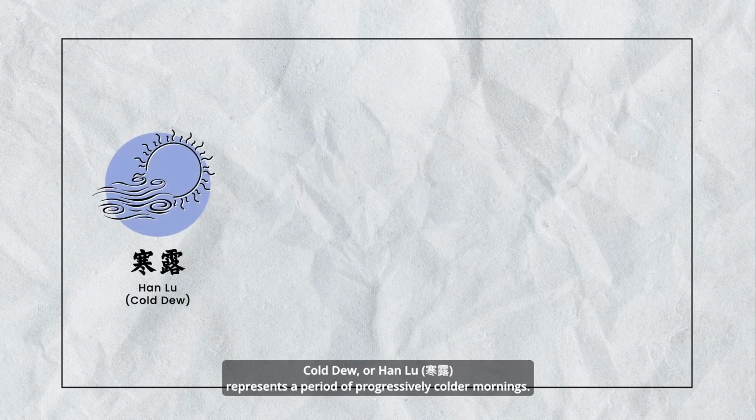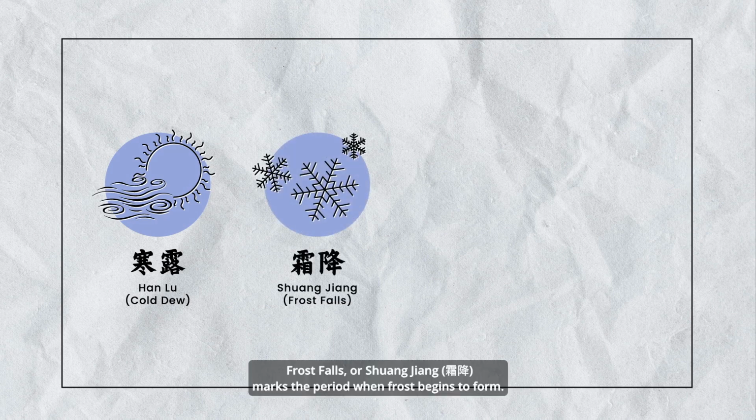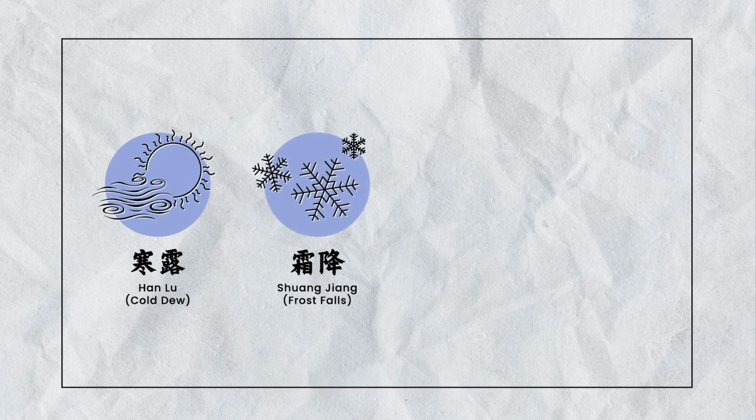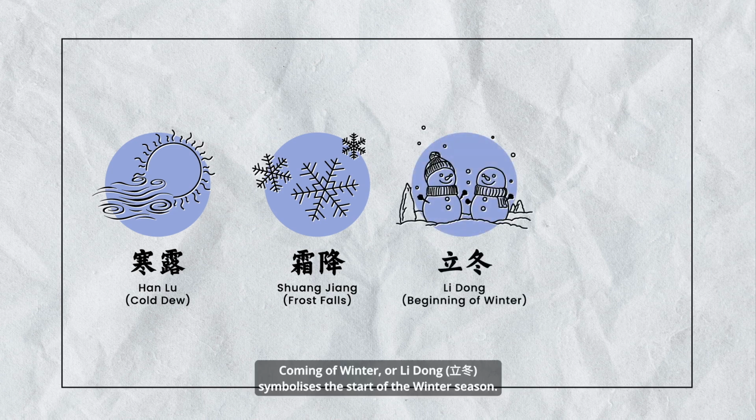Cold dew, or Hanlu, represents a period of progressively colder mornings. Frost falls, or Shuangjiang, marks the period when frost begins to form. It also represents the end of the autumn season. Coming of winter, or Li Dong, symbolizes the start of the winter season.